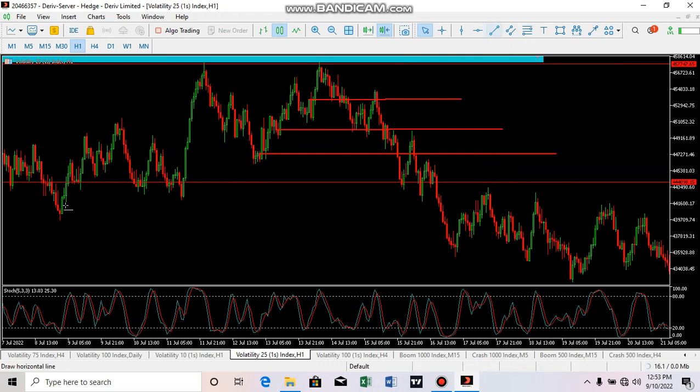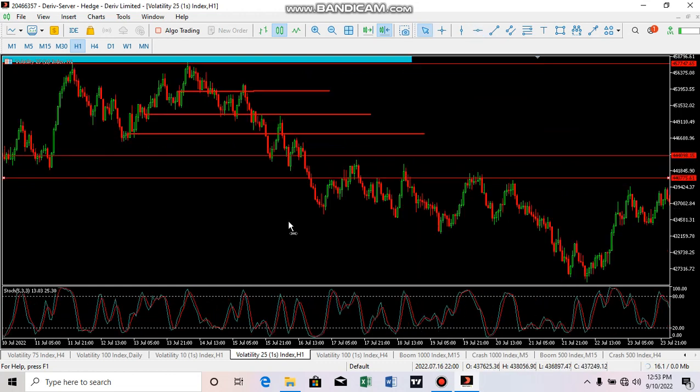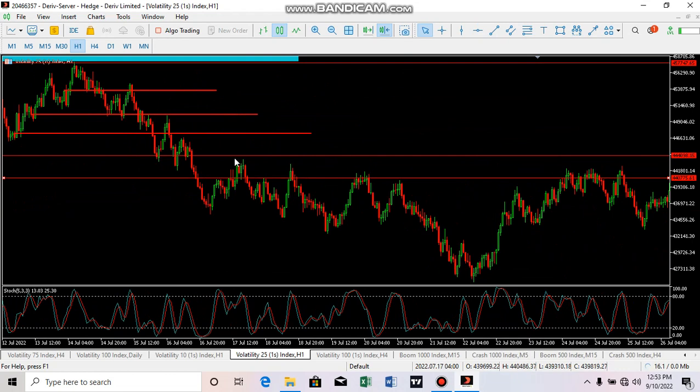Even this one, let me use a horizontal line. I'd mark this one here, right? So I'd mark these points here, right? I won't go as deep as the other time frames.